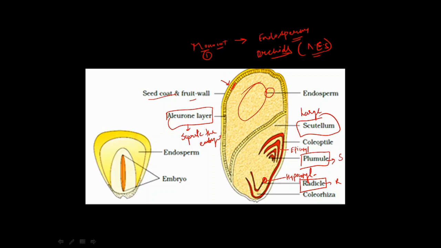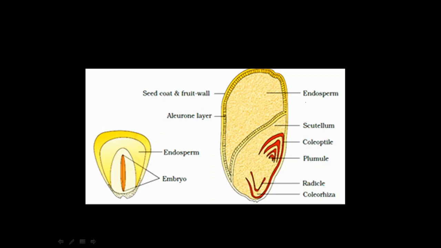Now see the plumule and the radicle. These are enclosed in a sheath. For the plumule, it is the coleoptile, and for the radicle, it is the coleorhiza. This is very important from the point of view of NEET, because in NEET a question was asked: the plumule and the radicle are enclosed in which kind of sheath? So for the plumule it's the coleoptile, and for the radicle it's the coleorhiza. So don't forget that.